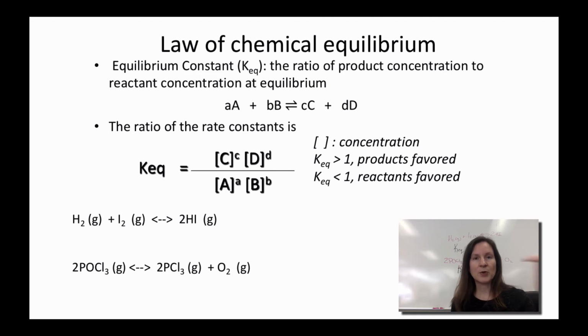So based on the fact that K is products over reactants, if my K value is greater than 1, that means I have more products than reactants at equilibrium, which means that's a product favored or forward favored process, because that's how I get a K value that's greater than 1. If my K value is less than 1 at equilibrium, that means I have more reactants than products, because the only way to get a number less than 1 would be to have my denominator bigger than my numerator, and therefore that would be a reactant favored or reverse reaction favored process. So K greater than 1, products favored; K less than 1, reactant favored.